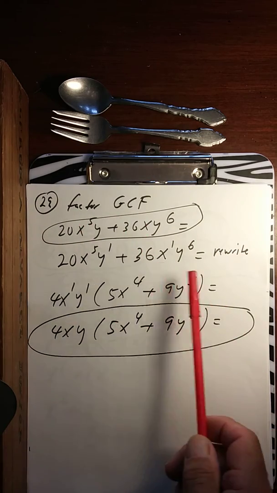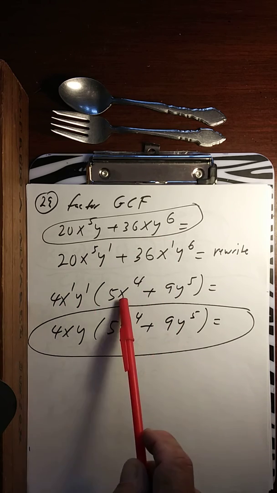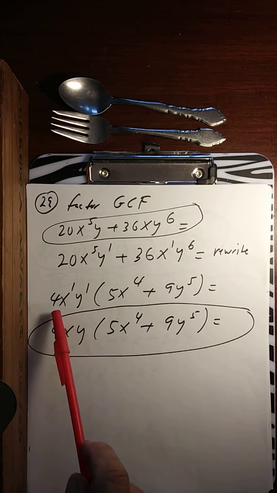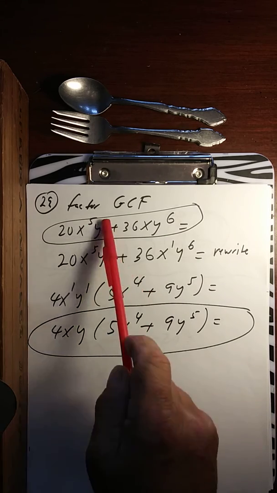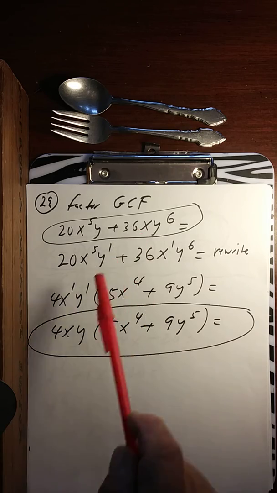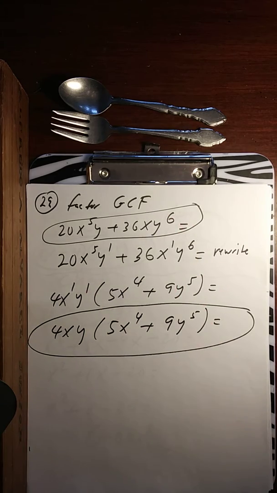Factor the GCF. So 4xy comes out from both of these. So 4xy times this, is that going to give you the same one again? Let's see. 4 times that is 20, x to the 5 and y to the 1. Yes. 4 times 9 is 36, x to the 1 and y to the 6 power. Yes.